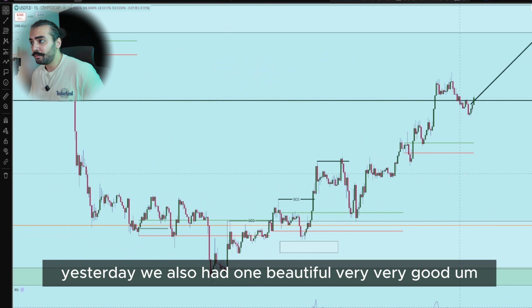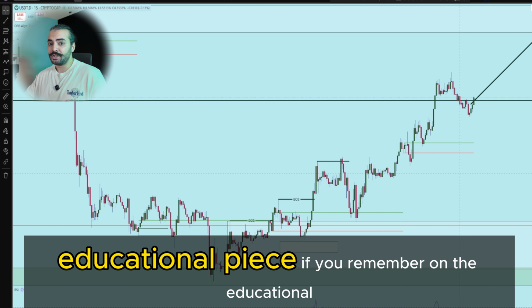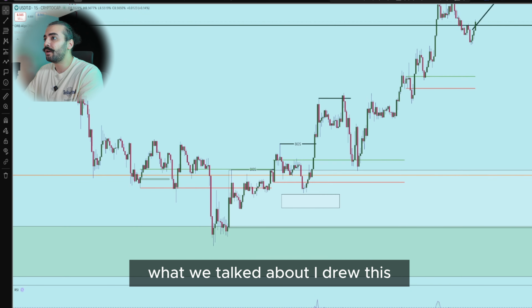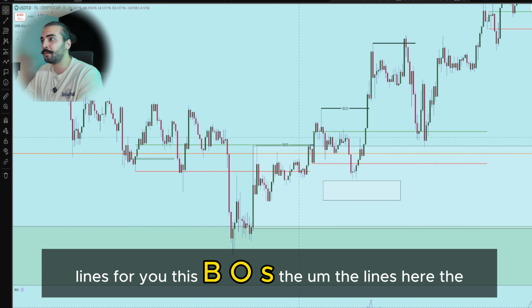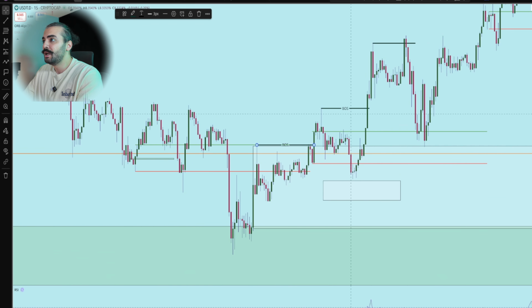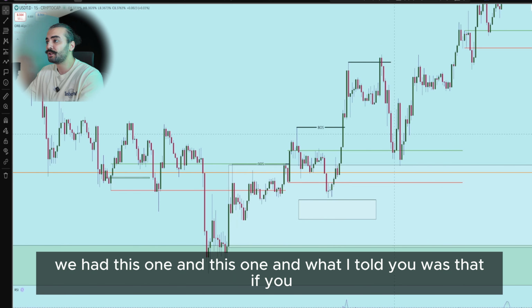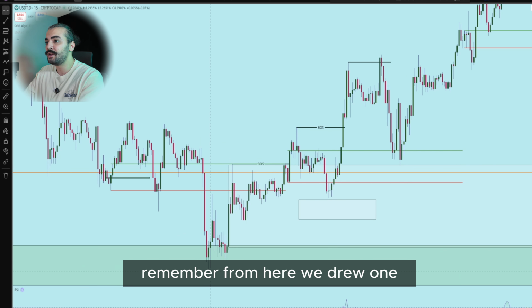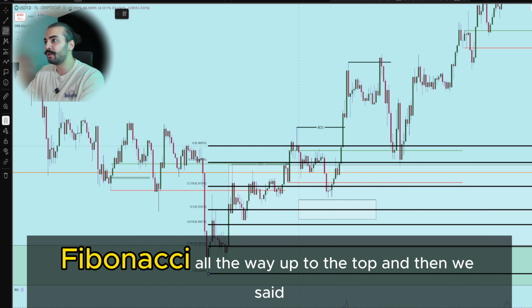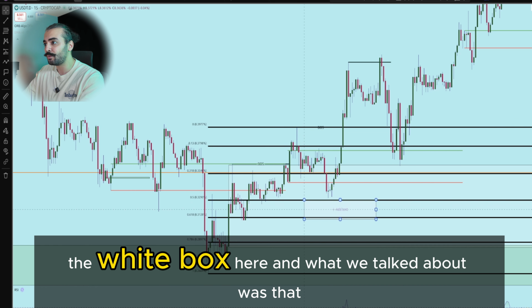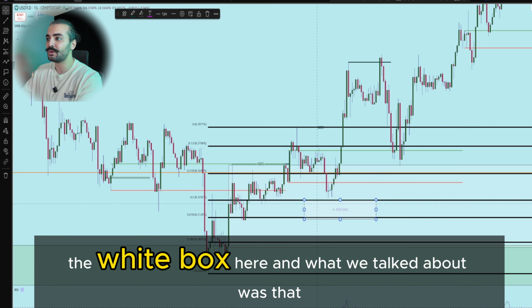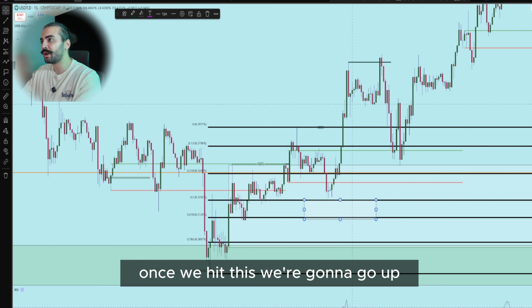Yesterday, we also had one very good educational piece. If you remember, what we talked about, I drew these lines for you, the BOS, the break of structure lines. We had this one, and what I told you was that from here we drew one Fibonacci all the way up to the top, and then we drew this white box, and we said that once we hit this, we're going to go up.